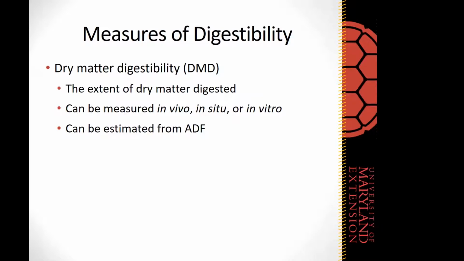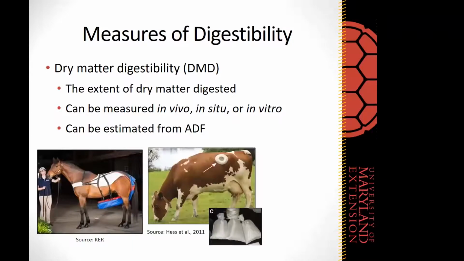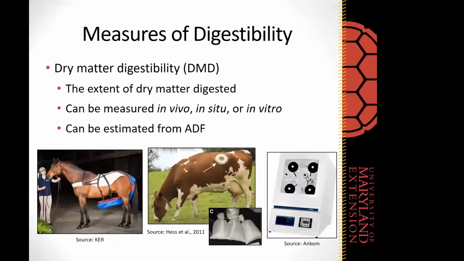And there's a few different ways we can measure it. In vivo is actually measuring it in the animal. So again, measuring kind of what goes in, measuring what comes out, and taking the difference as what was actually digested and absorbed. We can measure it in situ, which is when you see those cannulated cattle or cannulated livestock. They're using little bags that they can put in the rumen and actually get a measure for digestibility in that way. Or in vitro, there is some lab equipment that we can use to estimate digestibility.